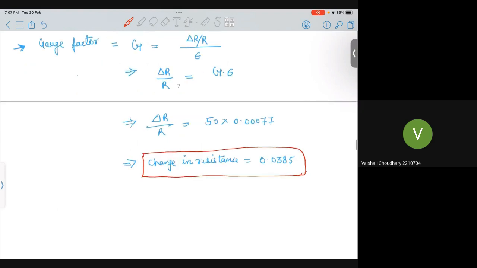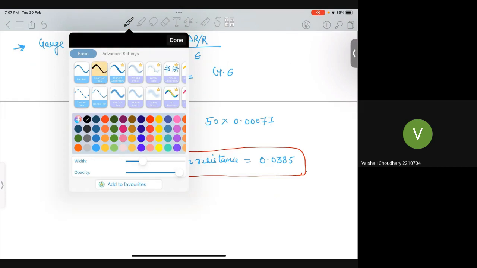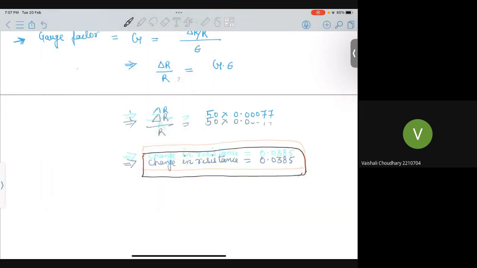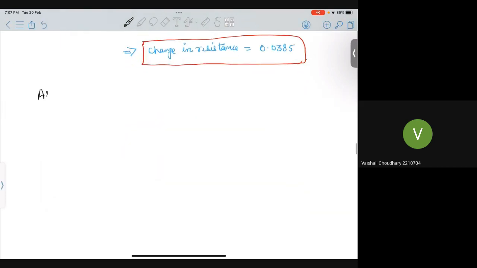Just to verify this, let's say we have some initial value. We assume the initial resistance was 10 ohm.